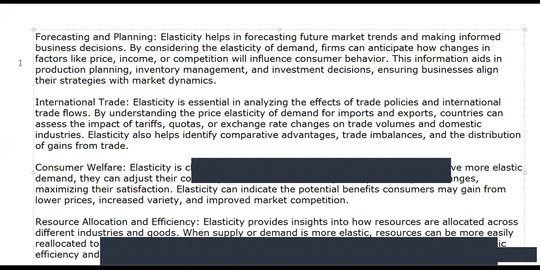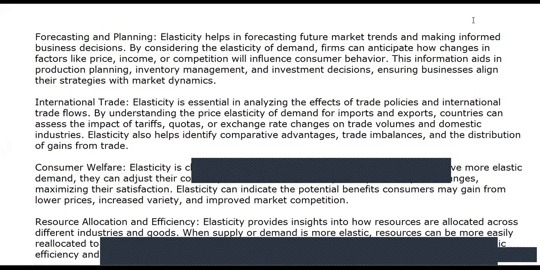How else is elasticity important? Elasticity is important for forecasting purposes. It is important for forecasting and planning because in forecasting future market trends and informed decision making, we need to consider elasticity of demand. So firms will anticipate how changes in price, income and competition will influence consumer behavior. This information will be important for production planning.